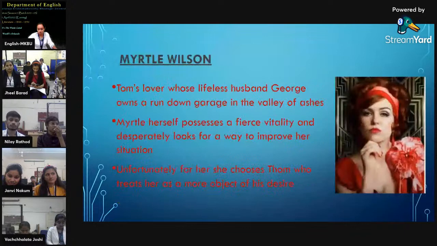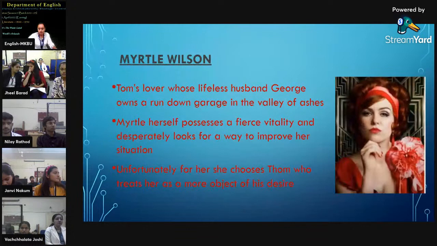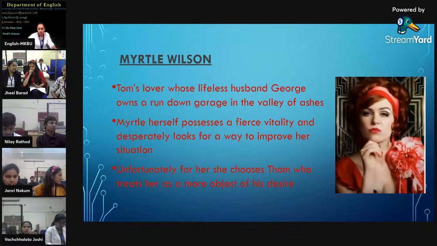Myrtle Wilson, Tom's lover, whose lifeless husband George runs a rundown garage in the Valley of Ashes. Myrtle herself possesses a fierce vitality and desperately looks for a way to improve her situation. Unfortunately for her, she chooses Tom, who treats her as a moral object of his desire.